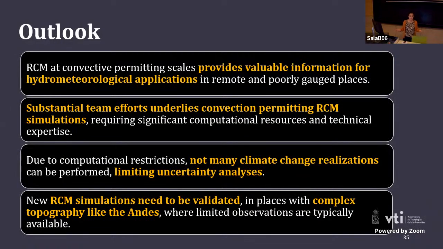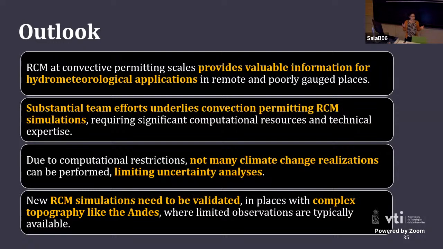Some more general conclusions here. What I want you to take home is that regional phenomena at convection permitting scales produce very valuable information for hydrometeorological studies, especially in places where we don't have any measurements. So that's something that we should take advantage of. Anyways, we need a substantial team effort to be able to create this kind of simulation and post-process and analyze it. So it's teamwork, an international teamwork effort that we need to work on today.